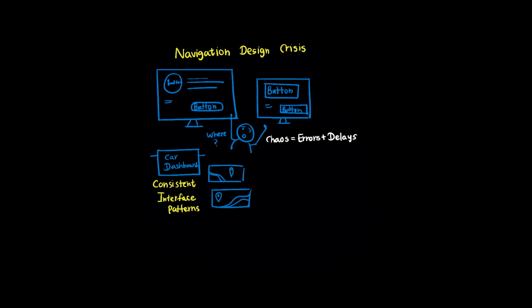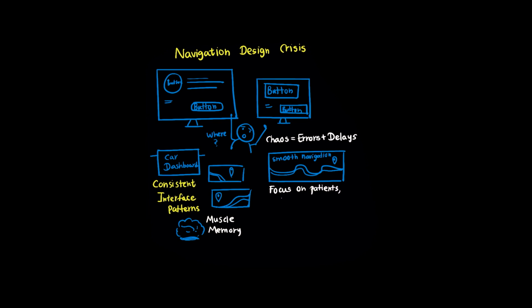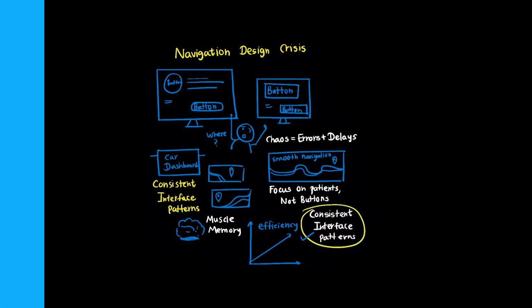When buttons, menus, and navigation elements stay in predictable locations, users develop muscle memory. They stop thinking about how to use the system and focus on patient care. A nurse shouldn't hunt for the medication order button. A doctor shouldn't search for lab results. Consistency reduces cognitive load, minimizes errors, and accelerates workflows. Boring? Maybe. Effective? Absolutely.